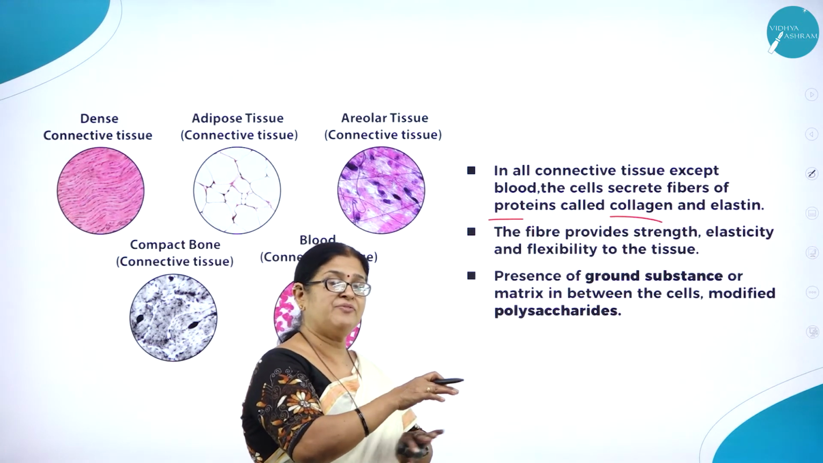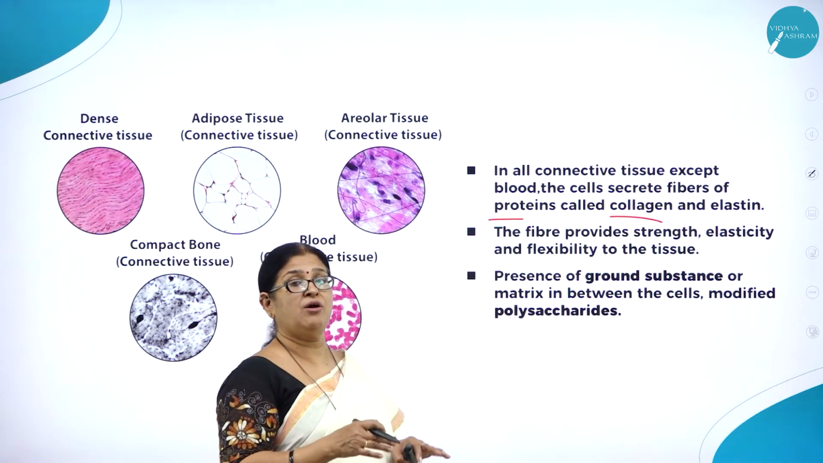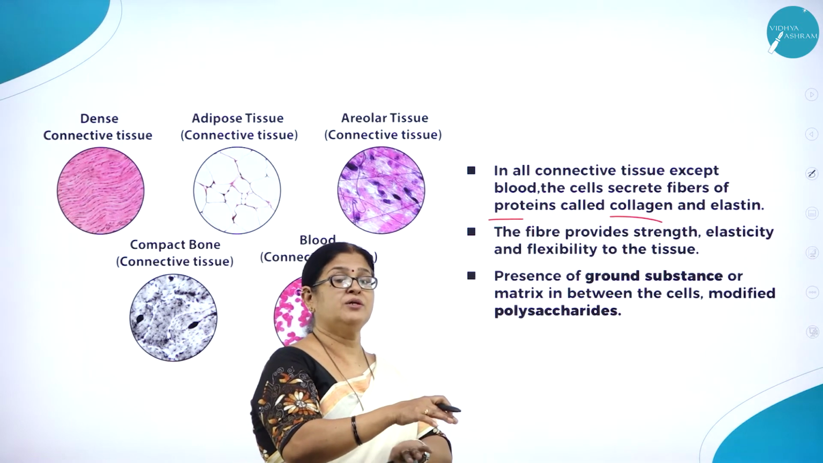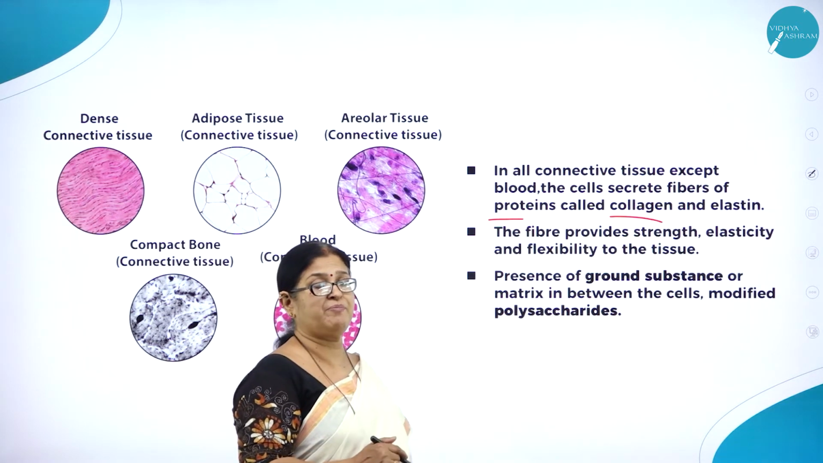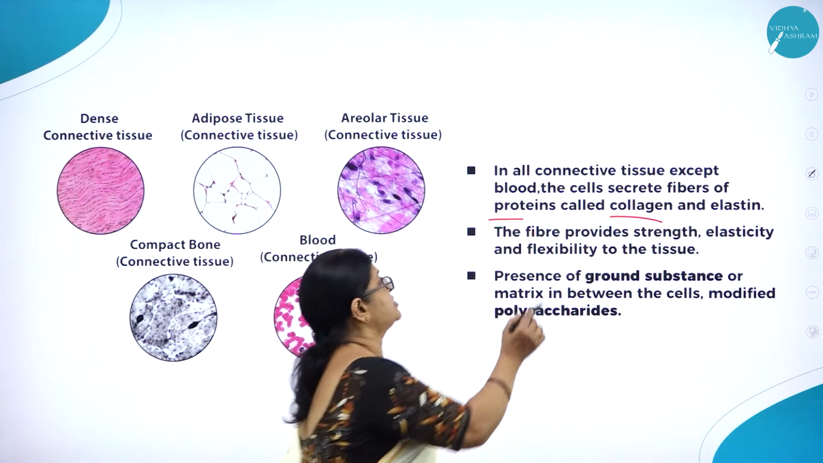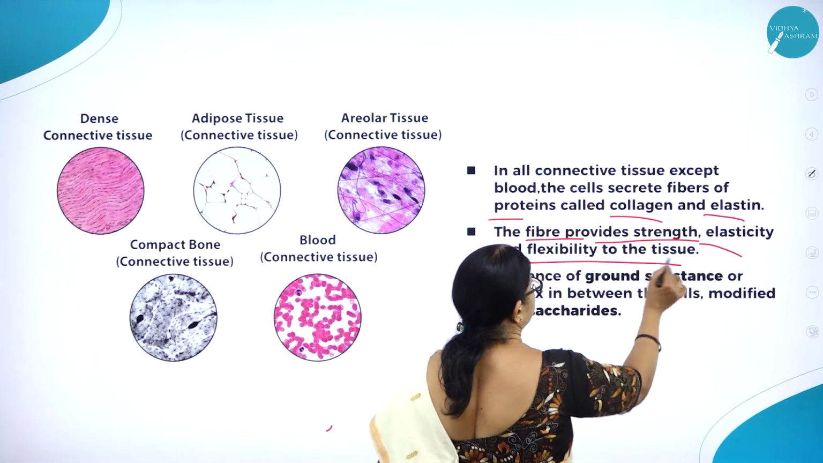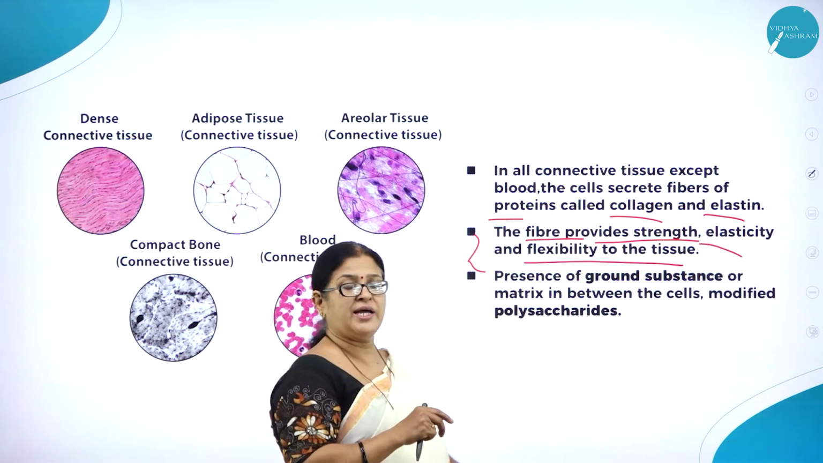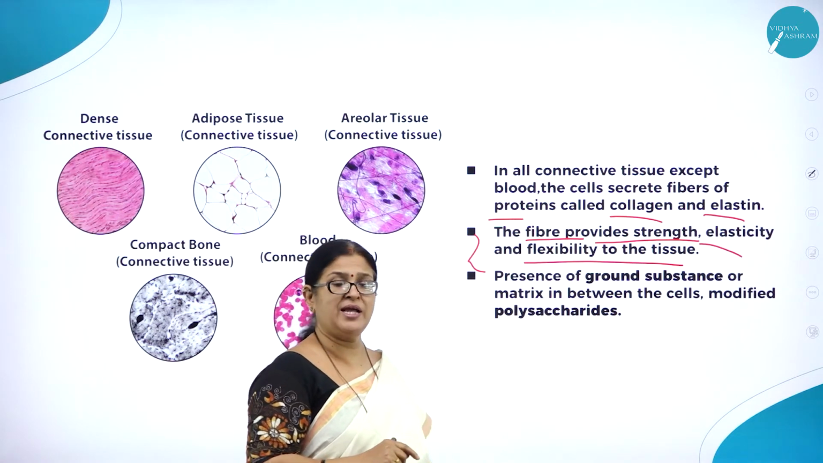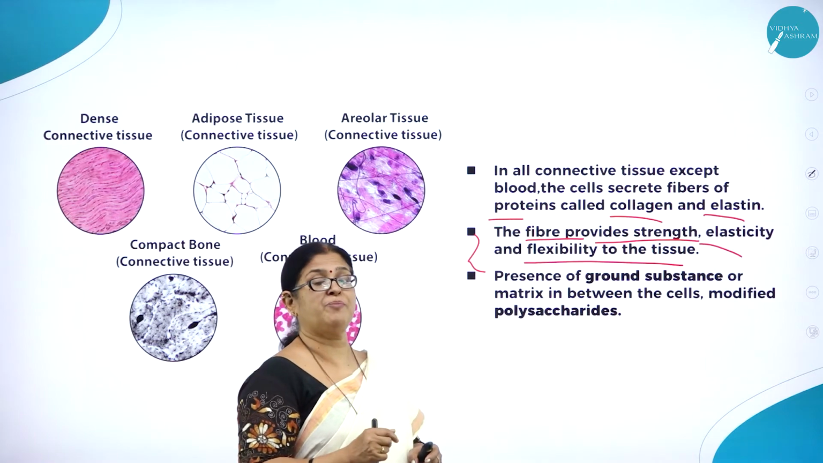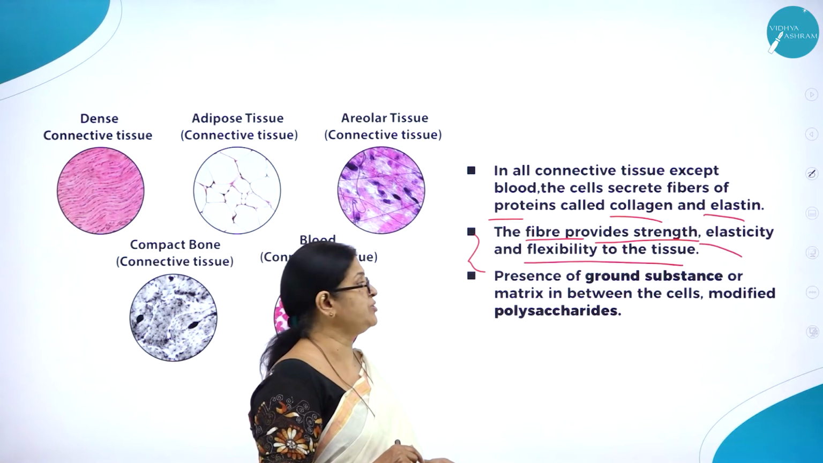It is that which gives sliding movement for the muscles and the bones to move. The flexibility of the body is made possible by the movement of the muscles and the bones. So there's a special type of protein called collagen and elastin. The fiber provides strength, elasticity, and flexibility to the tissues. I think all the movements of the body are made possible by collagen and elastin. That is, it is responsible for providing tensile strength, elasticity, and flexibility to the tissue.